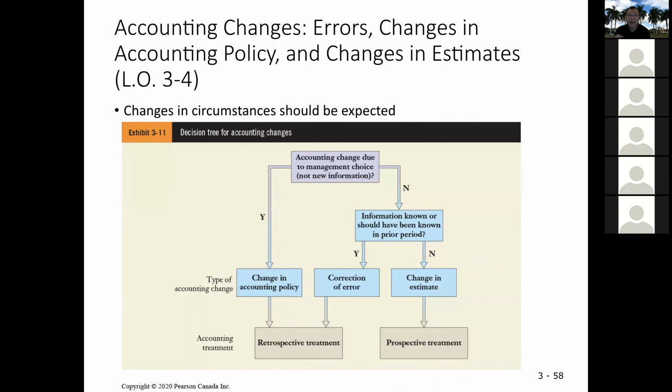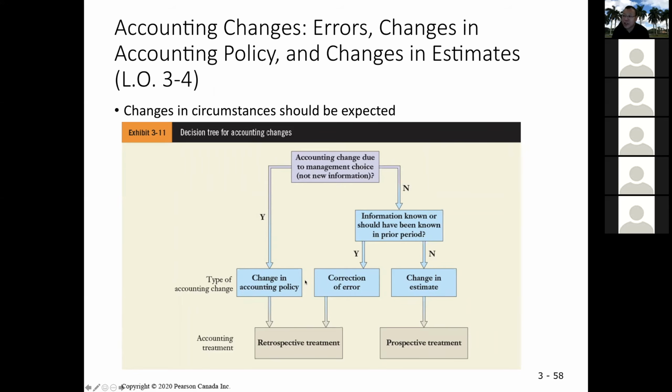Now we are going to talk about accounting changes, okay? Sometimes managers will make changes in accounting policies. They used FIFO before, now they decide to use moving average. That's called a change in accounting policy. This change is basically at the discretion of the manager. The manager decides, I'm just going to do moving average because I don't like FIFO anymore. If the decision is purely the manager's discretion, then it's called a change in accounting policy.